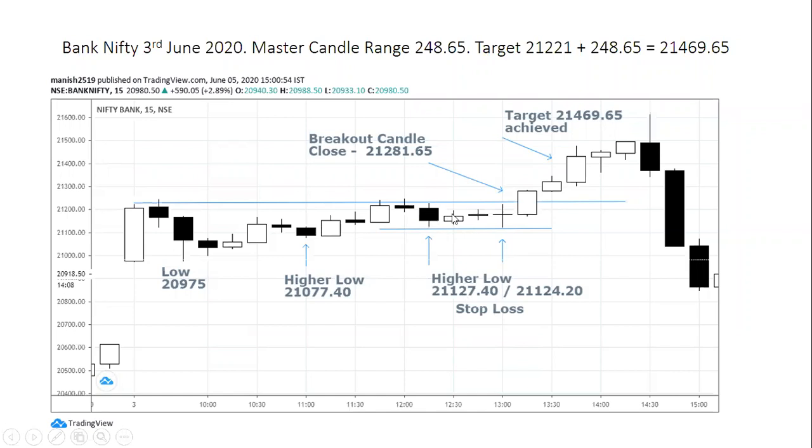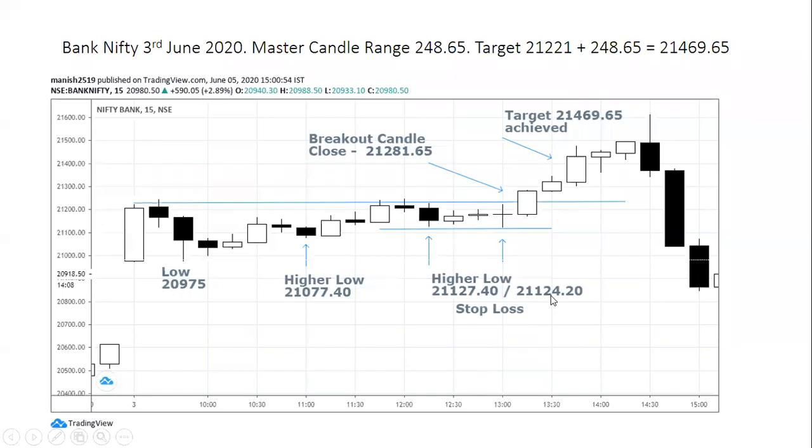After this candle, price went completely flat sideways. Low of this candle, 21,124. Now these two values are almost the same, and finally breakout. This breakout candle closed at 21,281. So take long entry here and keep stop loss 21,124.